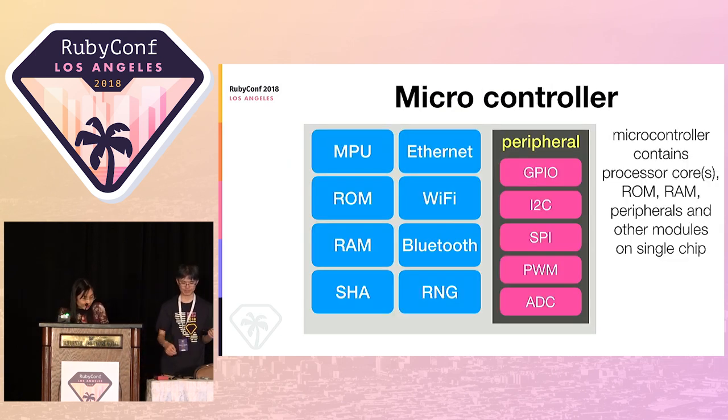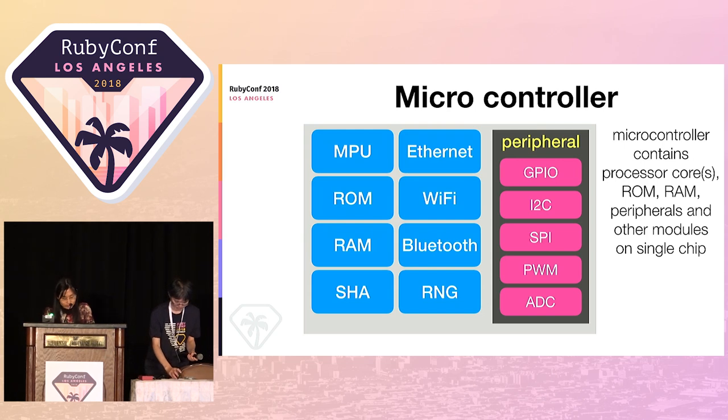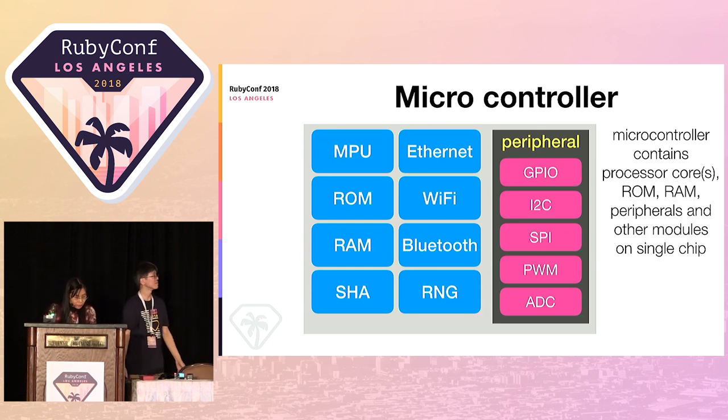If you use Ruby or other languages only on a PC, you might not know microcontrollers. So let me explain about microcontrollers. A microcontroller is like a small computer on a single chip. It contains a processor core called MPU, RAM, ROM, a lot of peripherals, and other modules. Microcontrollers are used in smartphones, home appliances, automobiles, and so on.